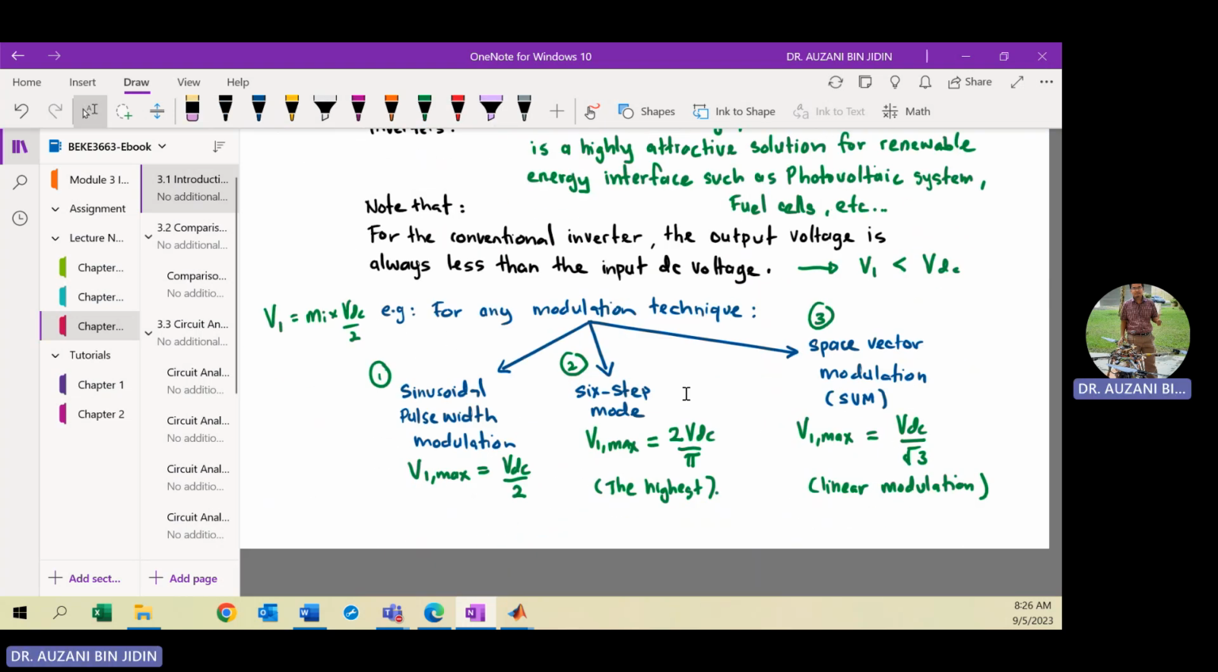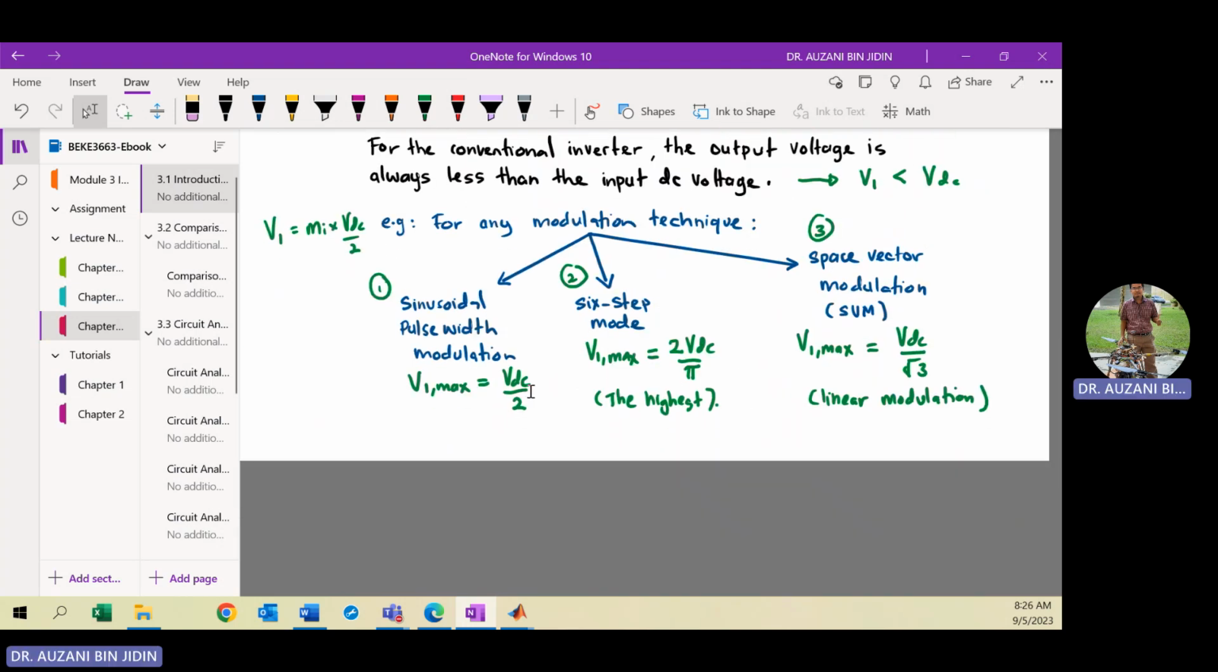Okay, then we also discussed the maximum voltage that can be produced by these modulation techniques. You have three here: sinusoidal, six-step, and space vector. The production of the voltage cannot reach beyond the VDC, which means these three types of techniques cannot fully utilize the input voltage of the inverter.